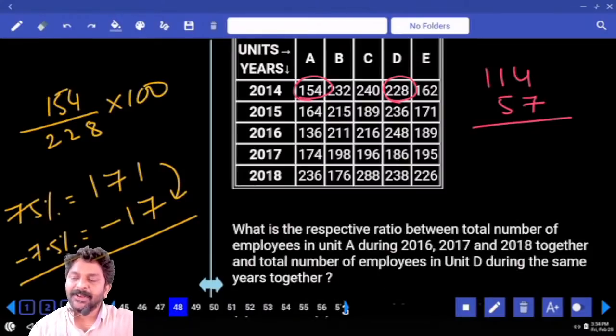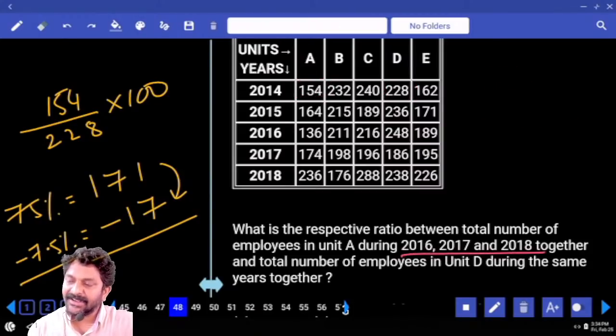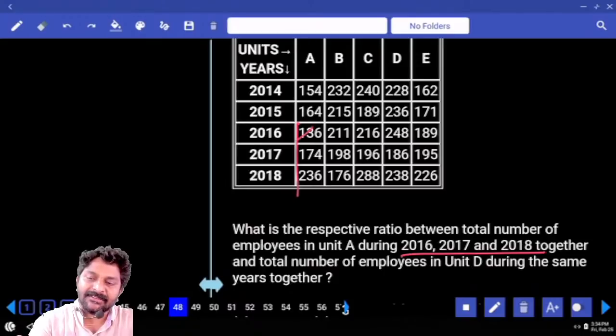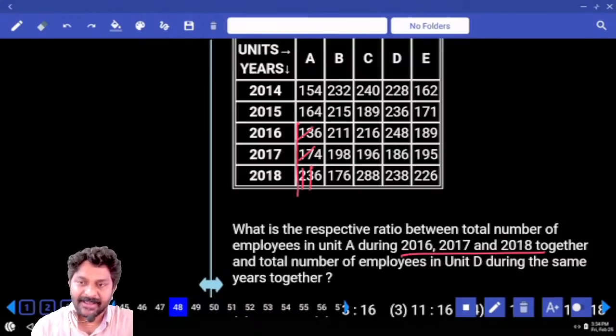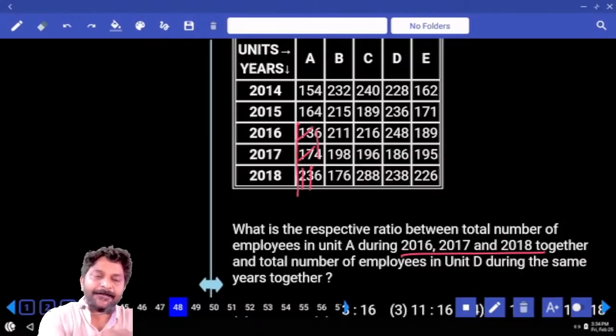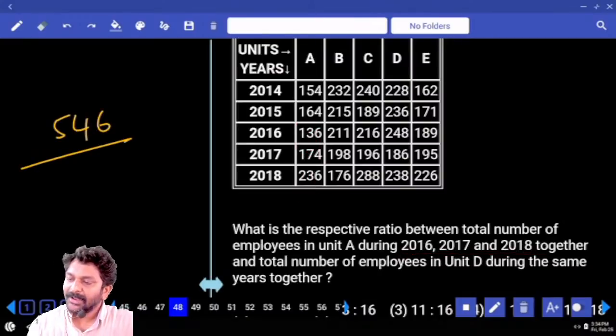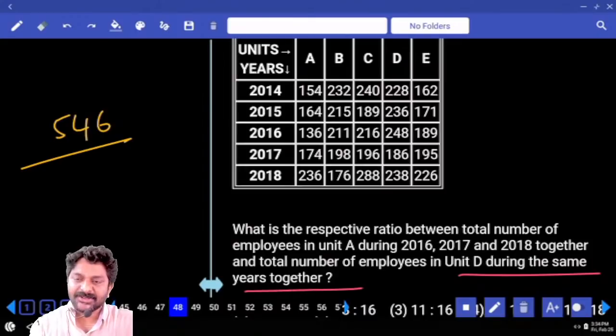What is the respective ratio between the total number of employees in Unit A during 2016, 17, 18 together? 16, 17 together, Unit A. Come on. 130, 170. 300 plus 200, 500, plus 30, 530, 546. Ratio. D, same years together.